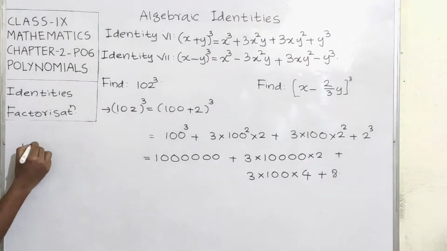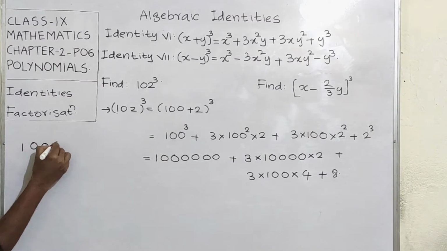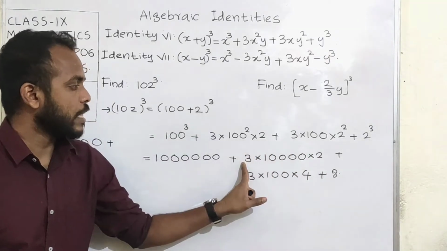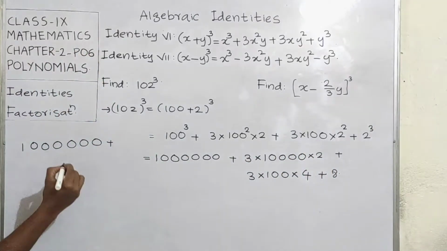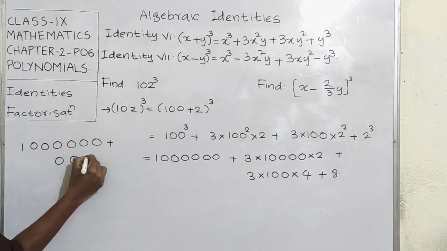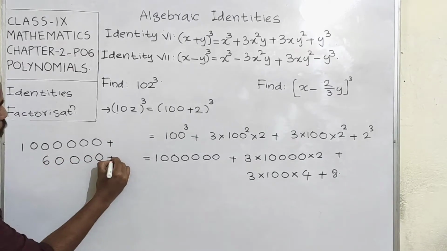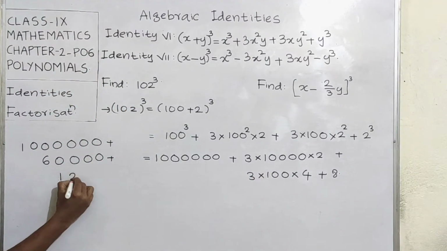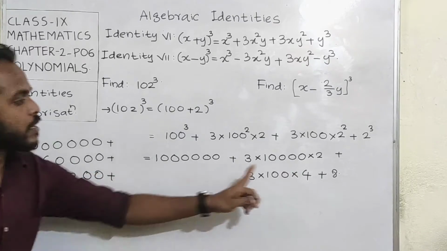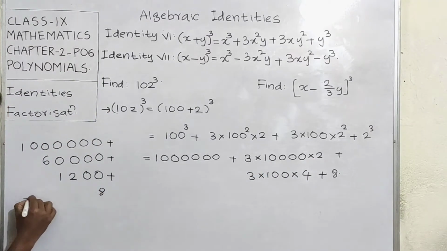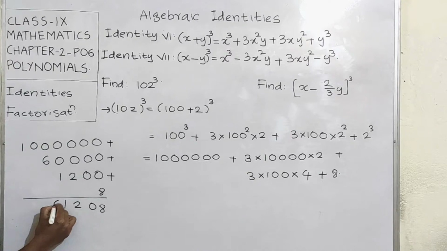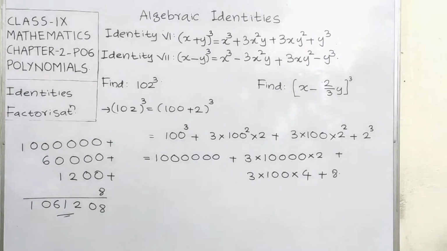Now all you need to do is to add the 3 terms together. I will do it here. 1, then how many zeros? 6 zeros. 1, 2, 3, 4, 5, 6, plus 10,000 into 2 into 3. 2 into 3 is 6. 6 into 10,000 is 60,000. So there will be 4 zeros and a 6. Then who else do we need to add? 3 into 4 is 12. 12 into 100 is 1200. So 1200 plus, and 8 is also there. So we just add it together. There is 8, 0, 2, 1, 6, 0, 1. So let's check. 1,061,208. Yes, that is the correct answer.